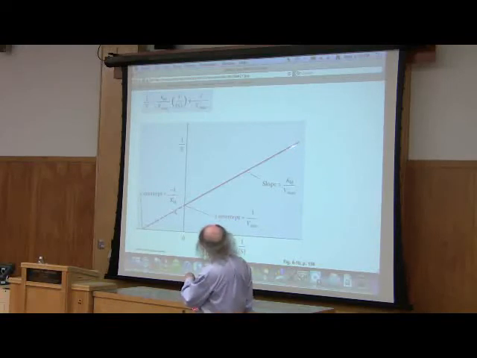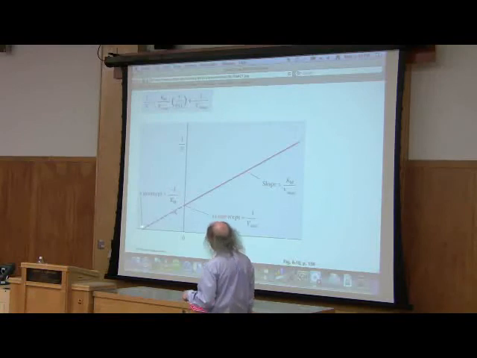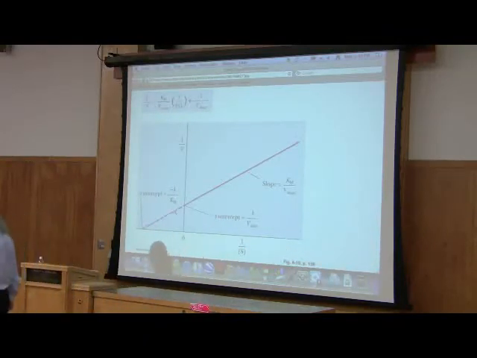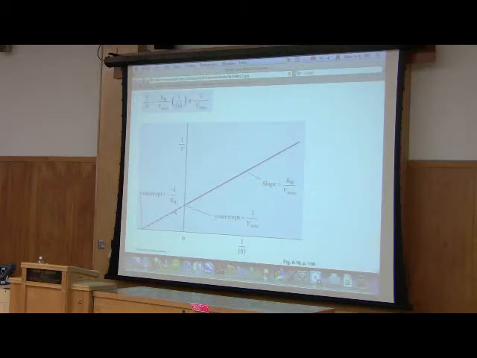When I continue drawing that line down into the negative region, I discover that the place where it crosses the x-axis is minus 1 over Km. I now have a very simple way of getting those without having to guess where Vmax is, where Vmax over 2 is, and all of that.